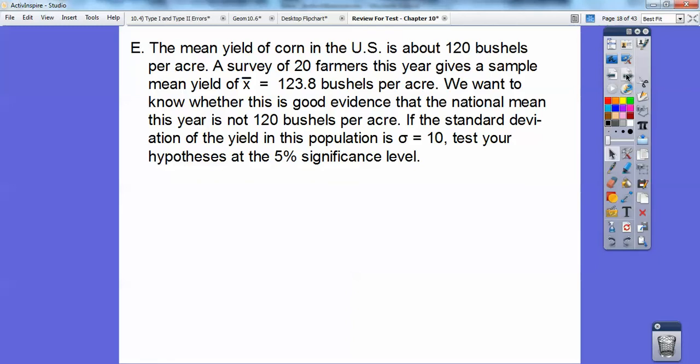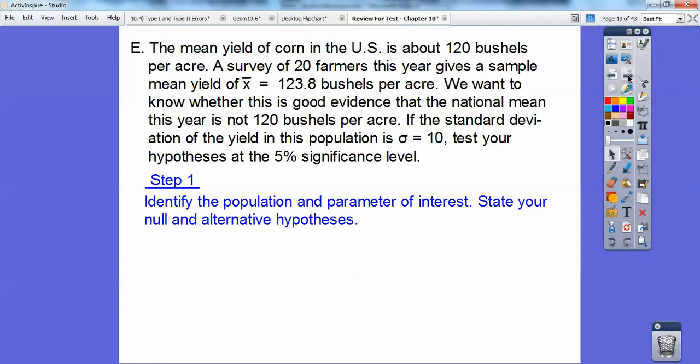A survey of 20 farmers this year gives a sample mean of 123.8 bushels per acre. We want to know whether this is good evidence that the national mean this year is not 120 bushels per acre. Okay, that part right here means not equal to. So your alternative hypothesis is going to be not equal to. So if the standard deviation in this population is 10, test your hypotheses at the 5% level.